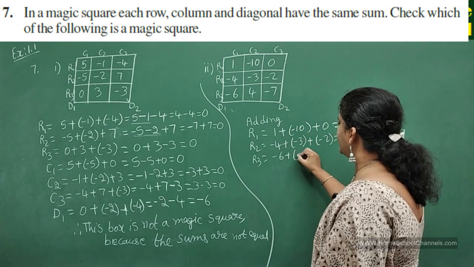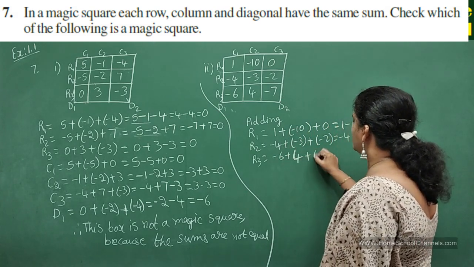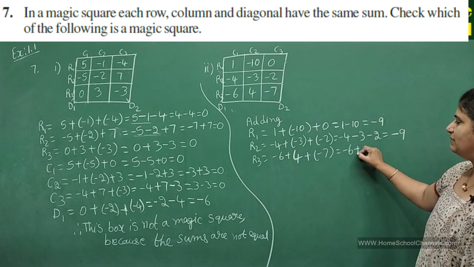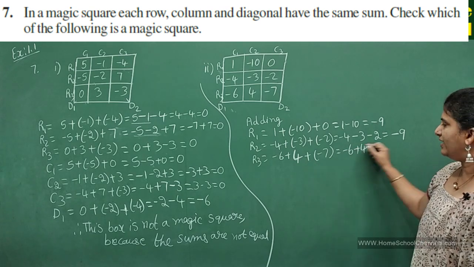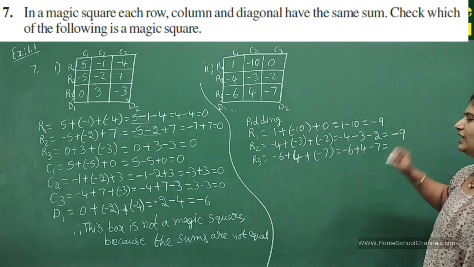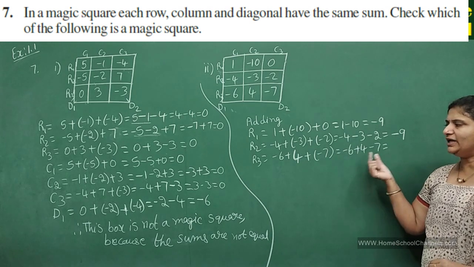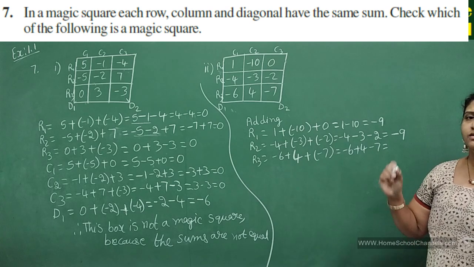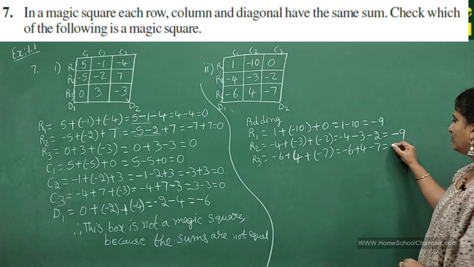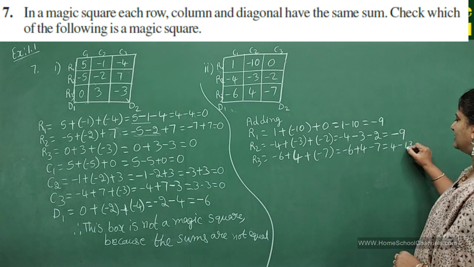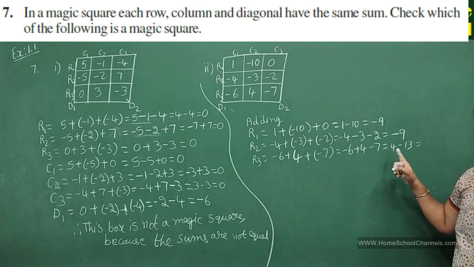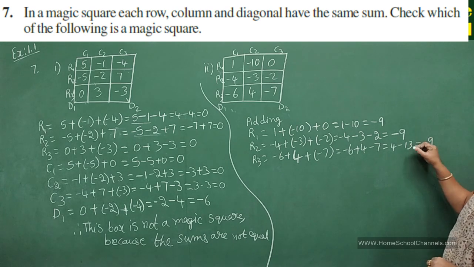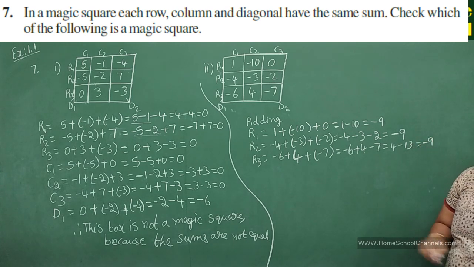Okay. Now add the third row: minus 6 plus 4 plus of minus 7 equal to. Minus 6 plus 4 plus into minus, minus 7. Now negative numbers, if you want, you can add, children. Minus 6 minus 7, what does it become? Minus 13. So next step, 4 minus 13 you can write. Then one is positive, one is negative. Do subtraction. That will be followed with the greater number's sign: minus 9.